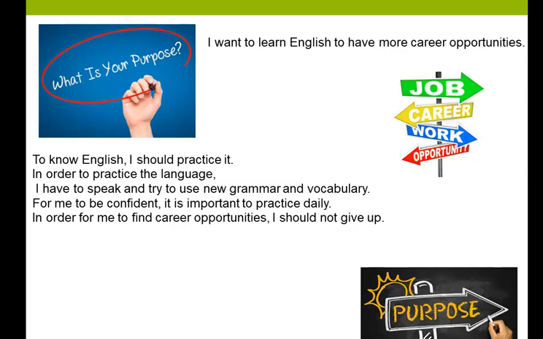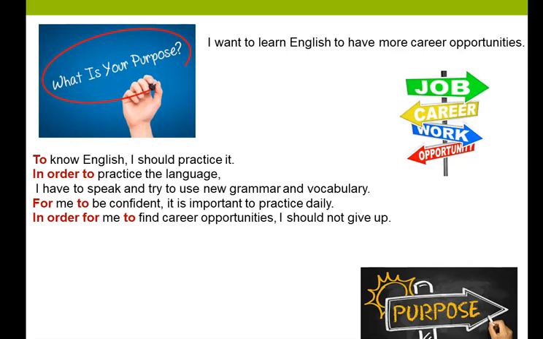If we look at these examples, you will notice that to talk about the purpose in these sentences, I use the infinitives: to know English, in order to practice the language, for me to be confident, in order for me to find career opportunities. And actually, if you pay attention to sentences 1 and 2, you will notice that they are a little bit similar. To know English, I can substitute with an example, in order to know English. And the second sentence, in order to practice the language, I can change it to the sentence, to practice the language. The same happens with sentences 3 and 4.